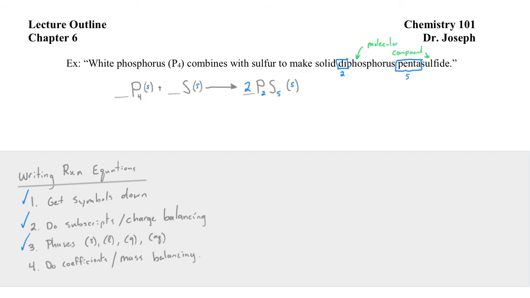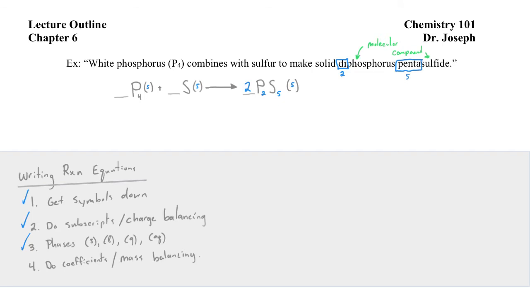But notice when I did that, I had a direct impact on the number of sulfur atoms. So before I put this 2 here, we had 5 sulfur atoms. Now with that 2 here, I have a total of 10 sulfur atoms. So I'm going to have to rebalance sulfur on the left to fix that to 10.